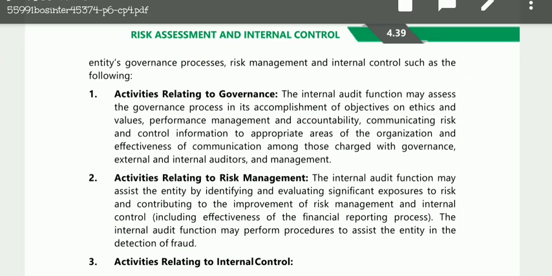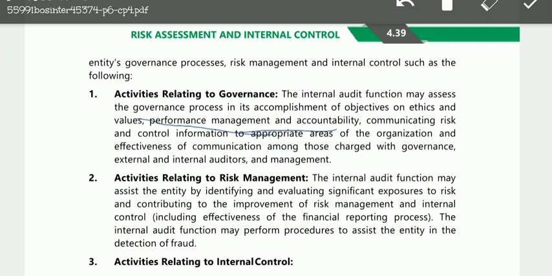performance management and accountability, communicating risk and control information to appropriate areas, and effectiveness of communication among TCWG, external and internal auditors, and management. So if the internal auditor wants to check the governance structure, governance appraisal, what should he do? He should assess what the governance process is. That means how the performance is going on, what the performance of management is, and whether the management is accountable for its entity.